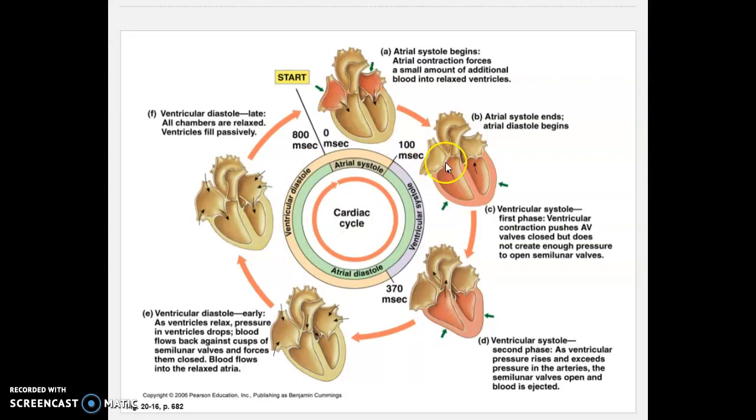You'll definitely need to be familiar with this picture and what's happening in these phases, as far as which one's the atrial systole, which one's the first phase of ventricular systole, second phase of ventricular systole, what's actually happening in this, and then our isovolumetric contraction and our isovolumetric relaxation, which one is that? So you need to definitely be familiar with this picture. You can ask questions if you're not sure.